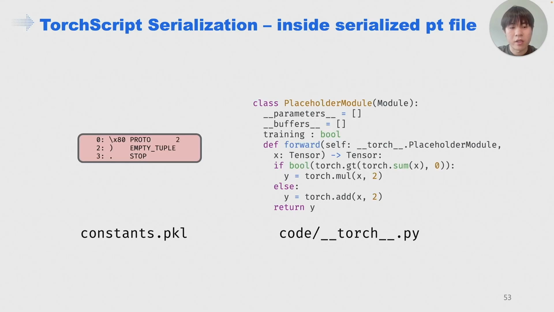The constants pkl contains pickle code, which can create a value object with tensor. The torch py file contains Python code strings. It's the same as the content of the code attribute in script model because they are obtained in the same way. Okay, now we understand the three most important parts saved in the serialized file: data pkl, constants pkl, and the source code in the code directory.